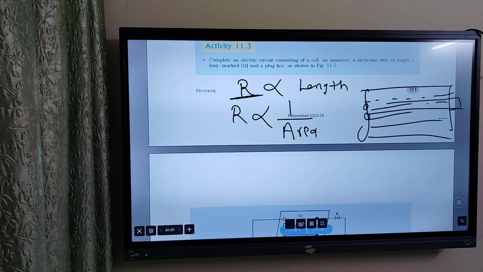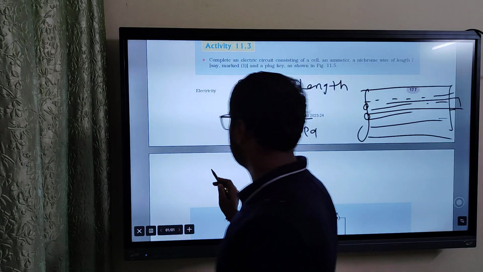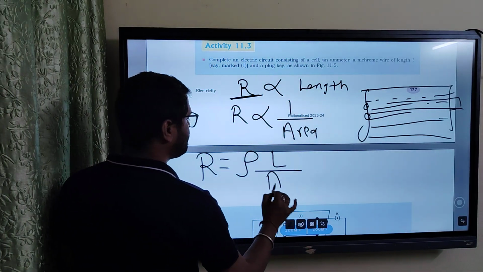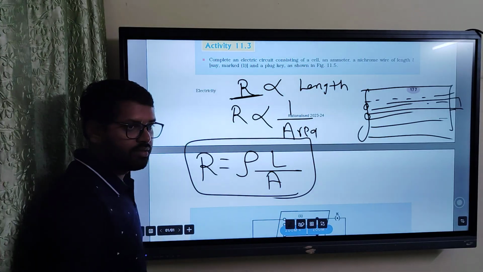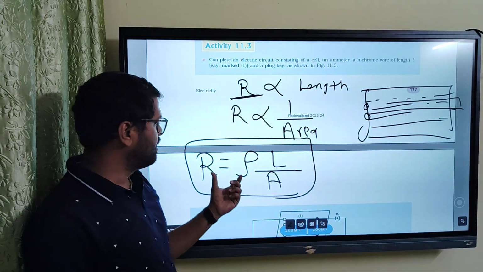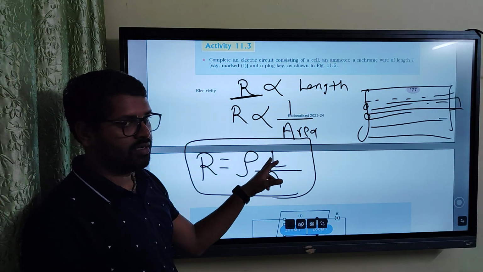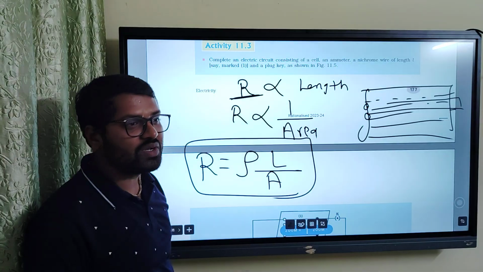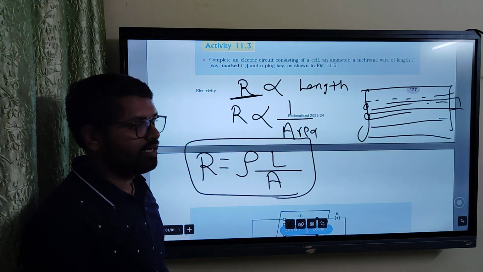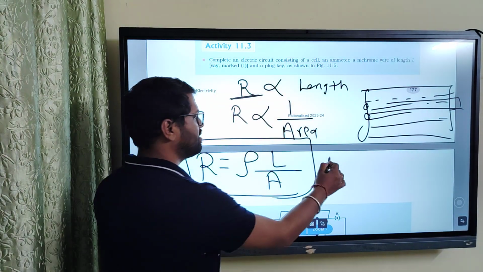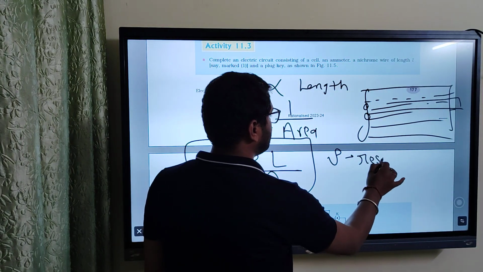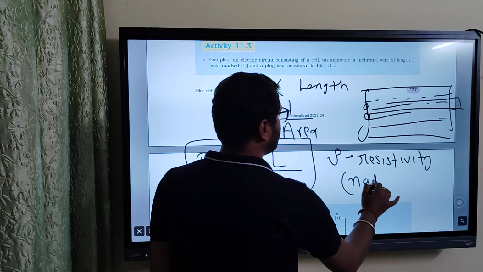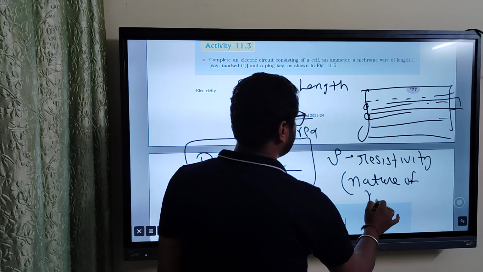So there will be the formula R equals rho L by A. This is the formula for resistance. What is L? Length. What is A? Area. And what is rho? Rho depends on the nature of the material. What do we call it? Resistivity. Rho is resistivity. And what does it depend on? It depends on the nature of the material.